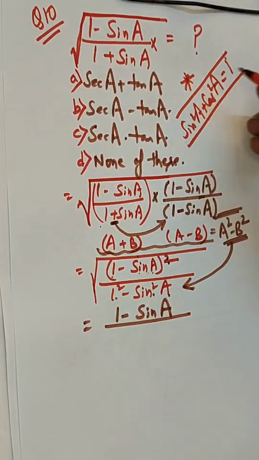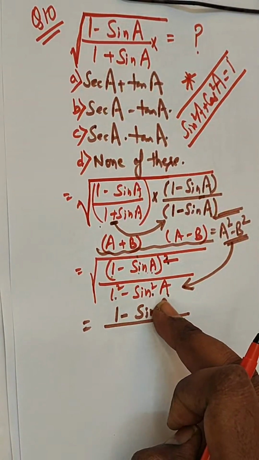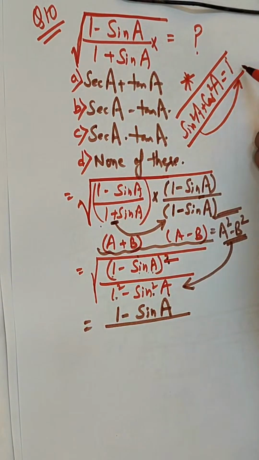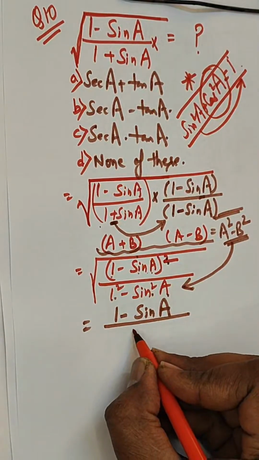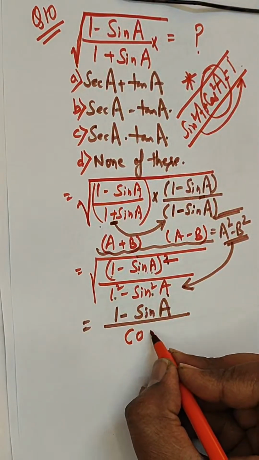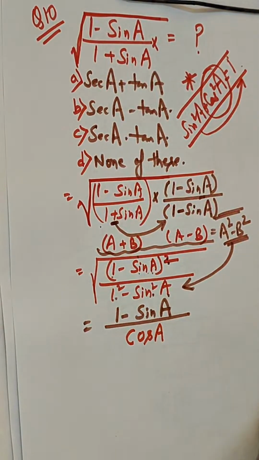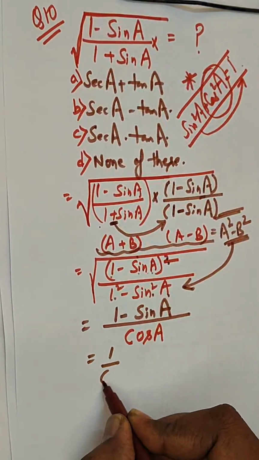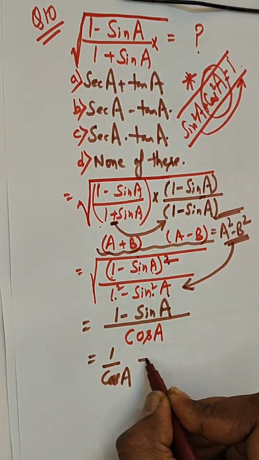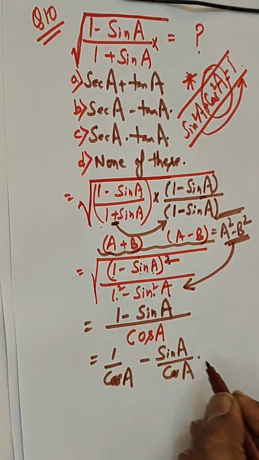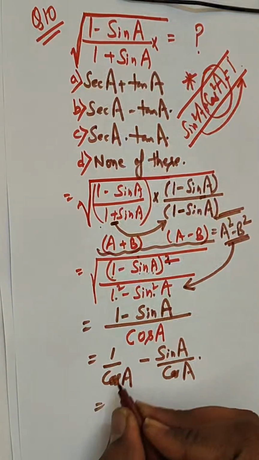If this is known to you, you can easily evaluate 1 minus sine square a, because when sine square a goes to the RHS, 1 minus sine square a will be equal to cos square a, right? So it will be cos square a in the denominator, and when coming out from the root, it will be cos a only. So this will give you 1 by cos a minus sin a by cos a. So this will give you 1 by cos a.